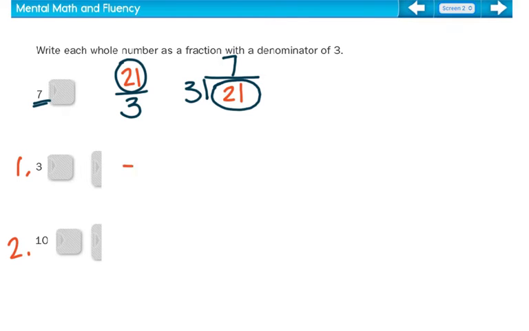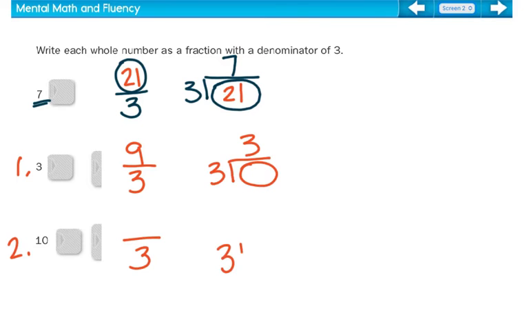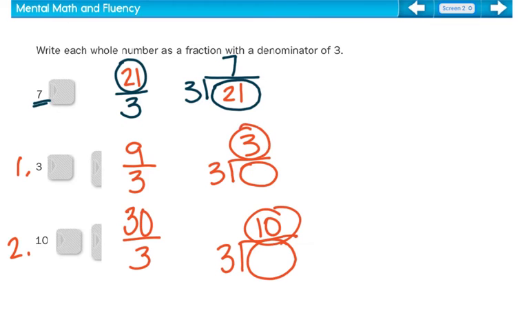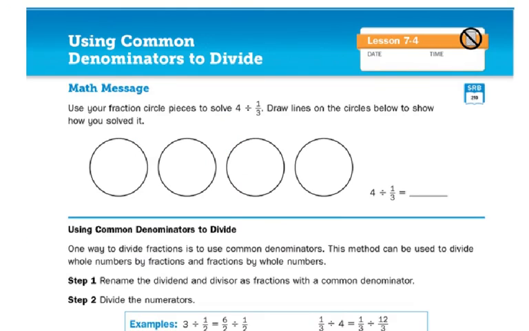All right, so we're doing each one, writing 3 as the denominator. So just think, divided by 3, we want an answer of 3. What needs to go there? 9. We're dividing it into thirds, and we want an answer of 10. What number has to go in the dividend? 30. 30 thirds is the same thing as 10. 9 thirds is the same thing as 3. All right, go ahead and erase your whiteboard.